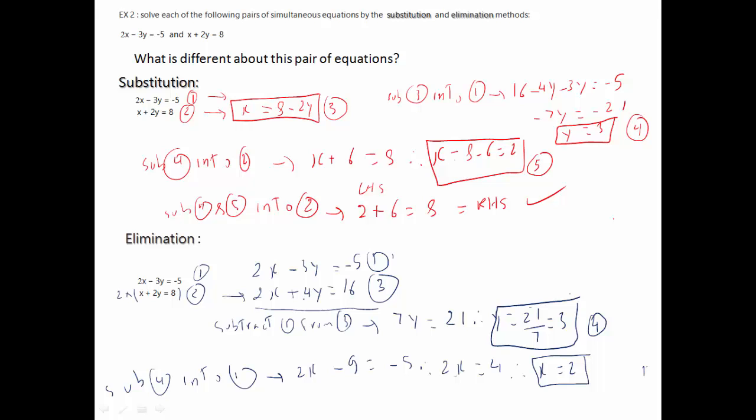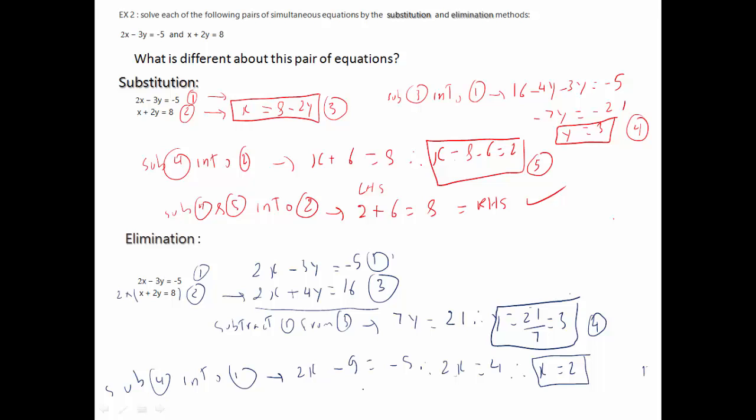So 2x minus 2x cancel out, 4y plus 3y, so this becomes positive, this becomes negative, and this becomes positive. So 4y plus 3y is 7y, the x's are gone, 16 plus 5 is 21. So 7y equals 21, which means y equals 21 divided by 7, which is 3. We call it equation 4. Substitute the value of y into the first equation. On the left hand side, we get 2x minus 3 times 3, which is 2x minus 9, equals negative 5.